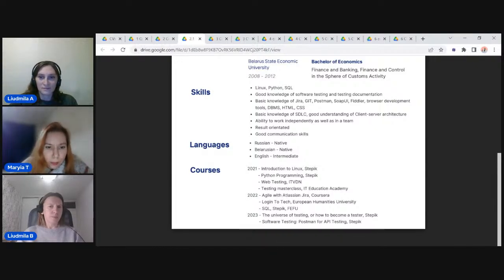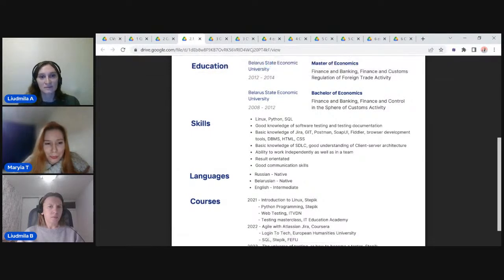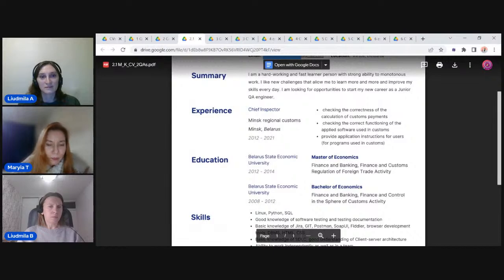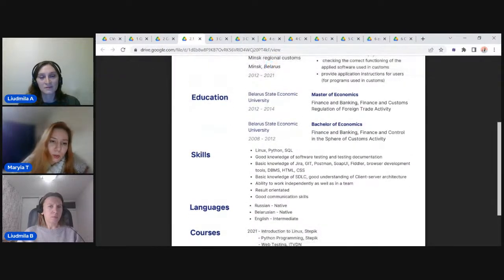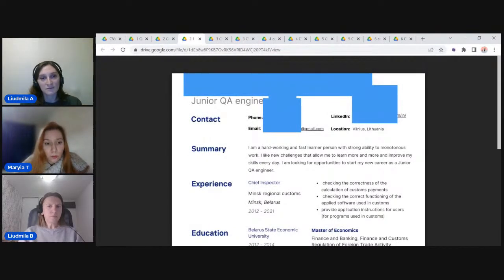There are 2 points. One point is that you need to place courses higher, after the education, because it's also education. Then languages are better put at the bottom, as they're not the most important part of a resume. And yes, usually we add information from the newest, for example courses of 2023, and then add 2022 and so on.